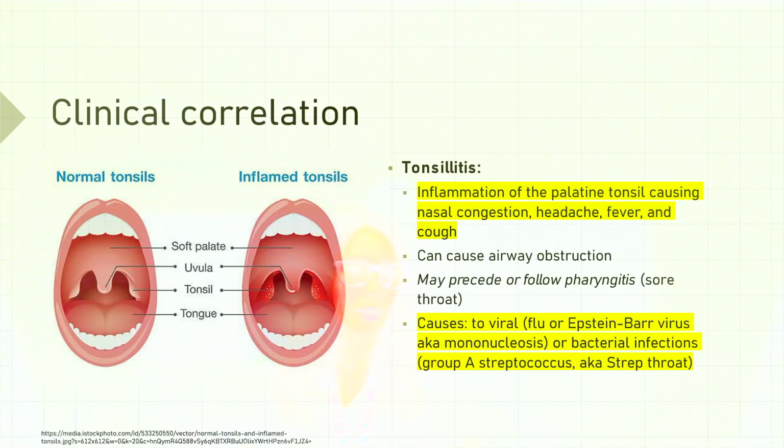Inflammation of the palatine tonsils due to different causes. Nasal congestion can cause this, headache, fevers, and cough. But one of the most typical causes for inflamed tonsils is going to be viruses such as the flu or mononucleosis, from the Epstein-Barr virus, or very commonly bacterial infections such as streptococcus, AKA strep throat. In those, you would definitely see the tonsils with white spots of pus. And so that's essentially one of the main indicators for strep throat.